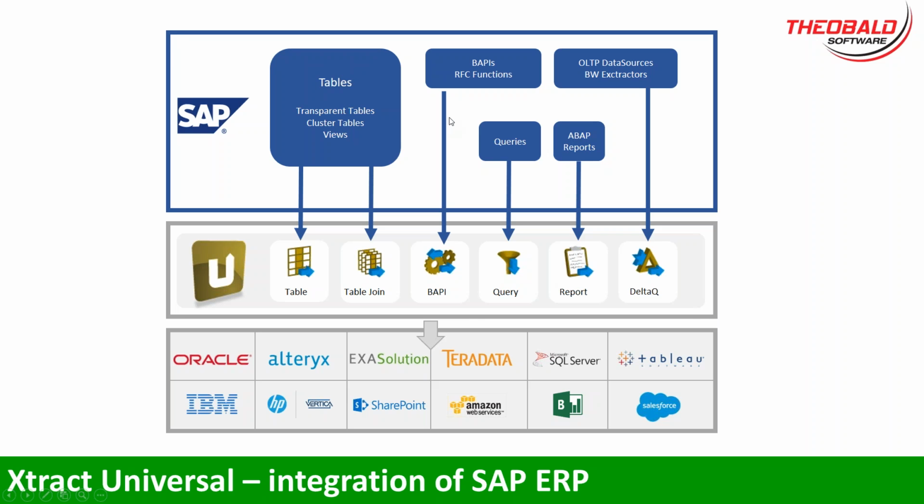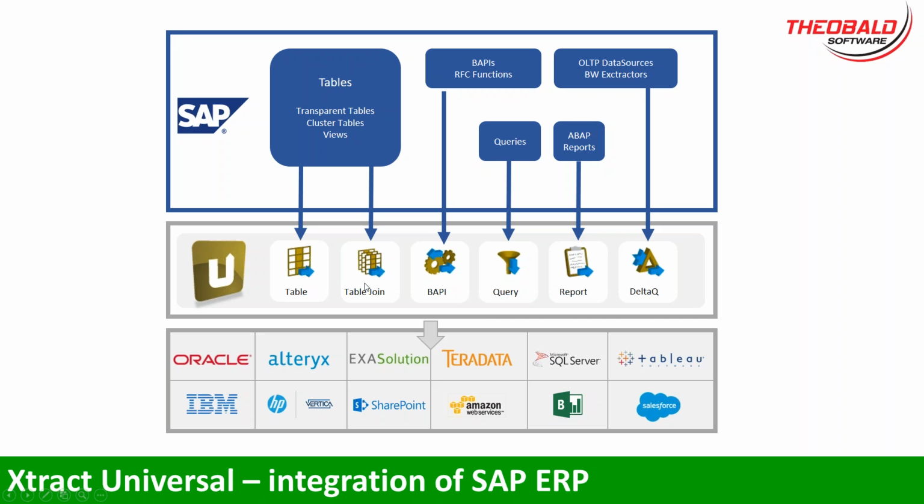You can also access BAPIs or RFC functions, queries, reports, or delta queue. That's a special thing with OLTP data sources and BW extractors, more for a BW system. These components, as you see here on the slides, are more for integration with an SAP ERP system. And the scenario that we show you today is more meant for an SAP ERP system and not for a BW system, because SharePoint Online is not really suited to manage large amounts of data. For example, a table with millions of data sets wouldn't be easy to handle in a SharePoint Online tenant or even on a SharePoint on-premise. So this scenario is good for maybe hundreds or thousands of data sets, but not millions.